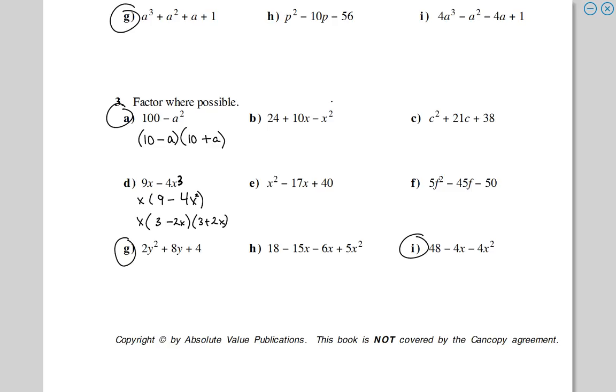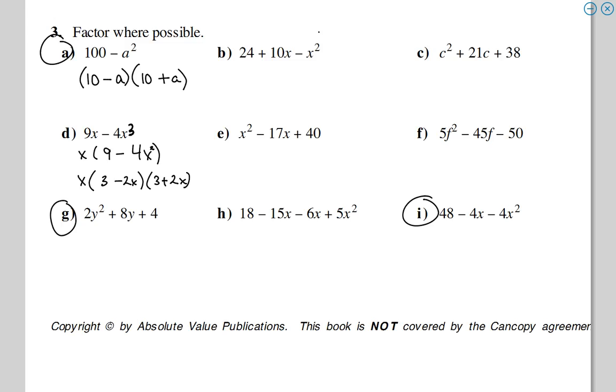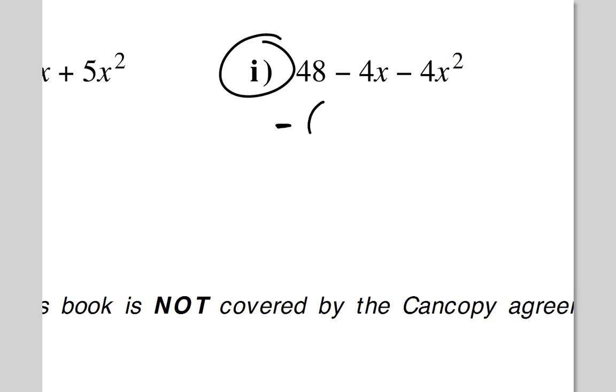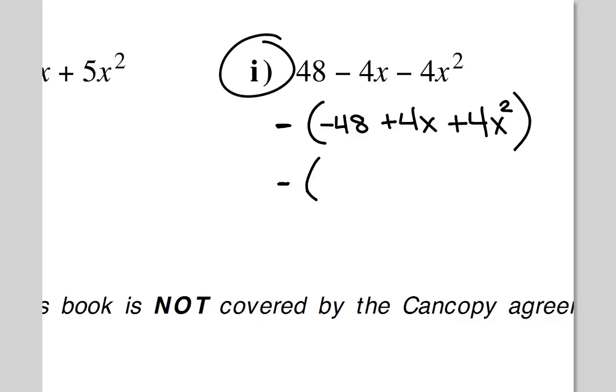Okay, shall we? Let's take a look at 3i. My recommendation, if you have a negative lead coefficient, get the negatives in a better spot. So factor out a negative. All these will switch signs. Is that in the proper order? Does that look normal? Okay, so keep the negative on the outside. Change the order of the inside. Now go ahead and factor. Now it looks more normal to me.